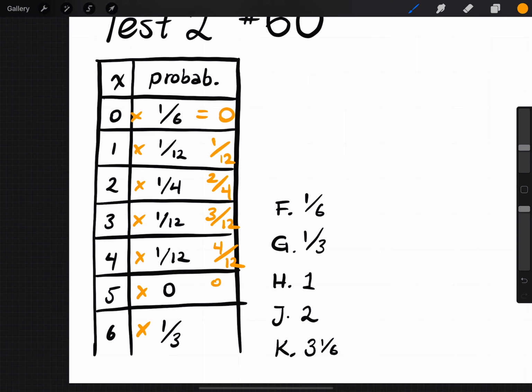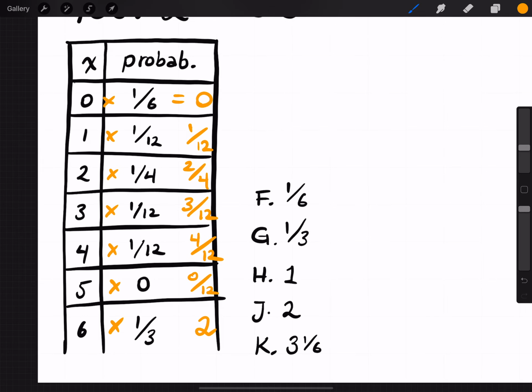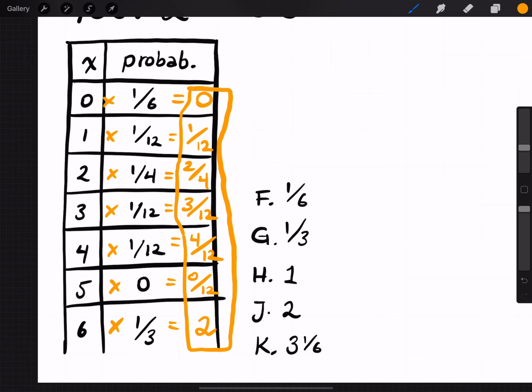5 times 0 is 0, anything times 0 is 0. I'll say it as 0/12. And 6 times 1/3 is 2. Wow, it's a big number. Okay, it's not a big number in most circumstances, but it feels like a big number in this circumstance. Okay, and then get ready for this. The simple way of doing this is that all you have to do is add these numbers together. No, really, that's it. To find the expected value of x for this weighted probability thing, just take the value, multiply it by the probability, get an answer, and then add those answers all together.